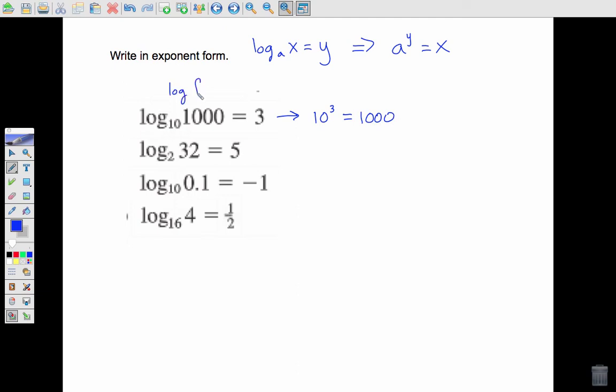Okay, this is log form, and this is exponential form. Same equation, different ways of writing it. Okay, log base 2 of 32 equals 5. That means 2 to the 5th power equals 32. Okay, log base 10 of 0.1 equals -1. That means 10 to the -1 power equals 0.1.